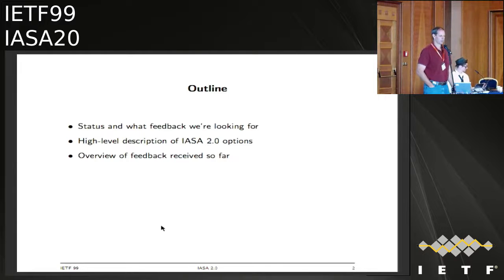So we're going to basically just go over some status and what feedback we're actually looking for on this document. Go over some of the high-level descriptions of the options that the design team came up with, and go over a little bit at a very high level the feedback we've received so far.